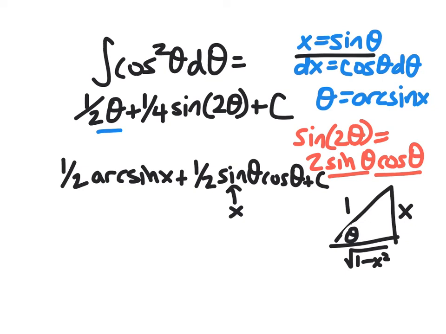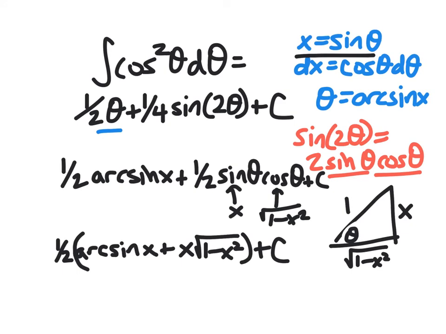And so if I want cosine, it's adjacent over hypotenuse. Cosine is just going to be the square root of 1 minus x squared. And so your final solution, I'm going to pull out the 1/2. You get 1/2 times arcsine plus x times the square root of 1 minus x squared, and of course plus c. So there are a lot of moving pieces here, so let's do maybe one more quick example.